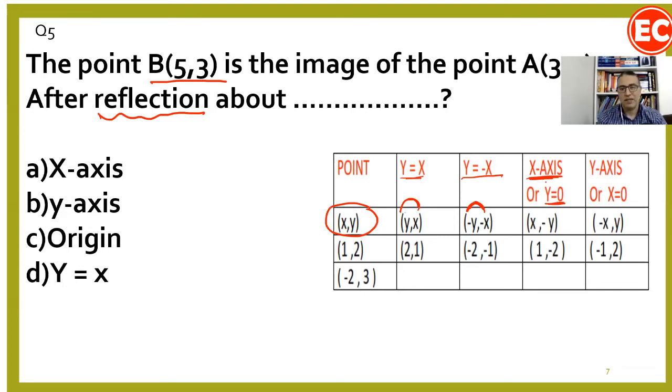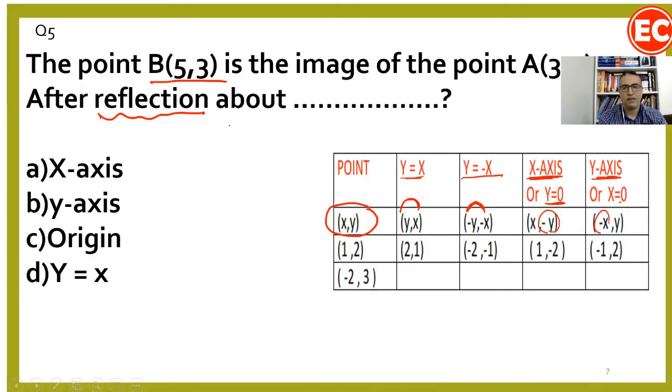In this case, reflection about the x-axis, I'm changing the y. I mean by changing the y, if it's positive, it becomes negative; if it's negative, it becomes positive. And reflecting about the y-axis, you change the x. So we can see that (5, 3) is flipped to (3, 5). I just flipped; I didn't change any sign. So the straight line is y = x.